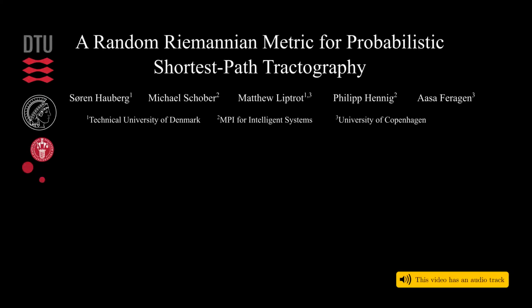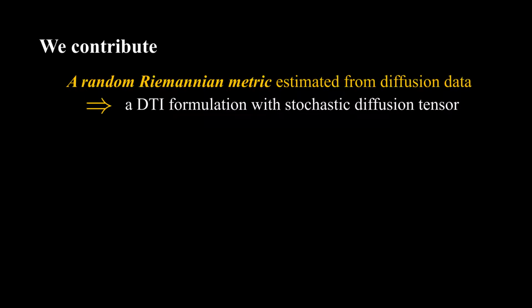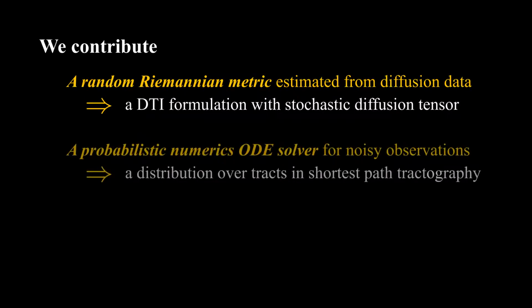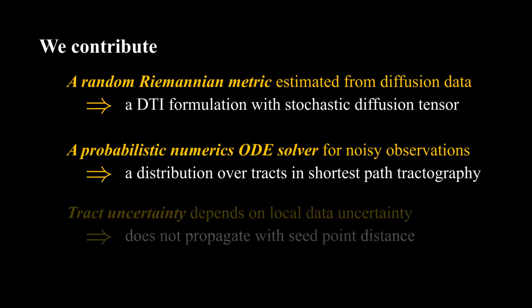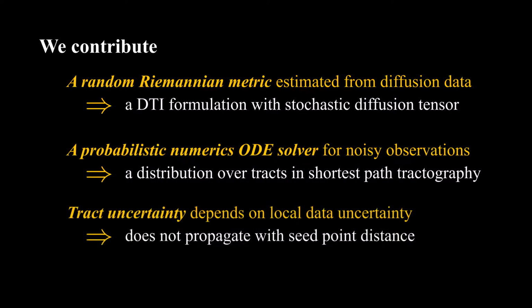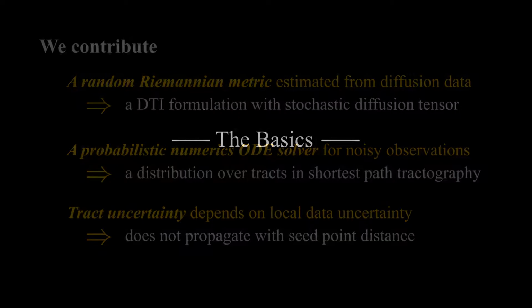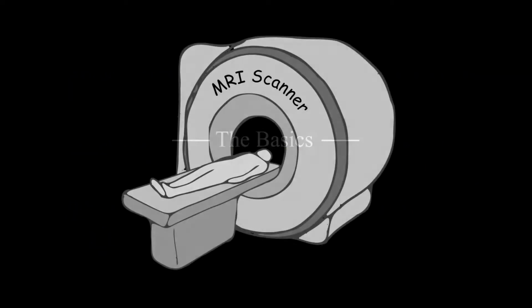We present the first probabilistic method for shortest path tractography. This models local diffusion using a random Riemannian metric and computes shortest paths using probabilistic numerics. But let us first review the basics of diffusion-based tractography.